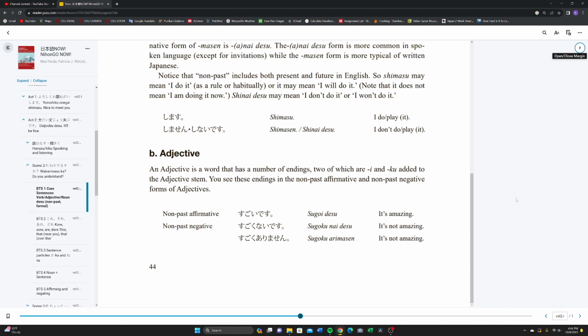Adjectives. An adjective is a word that has a number of endings, two of which are i and ku, added to the adjective stem. You see these endings in the non-past affirmative and non-past negative forms of adjectives, such as sugoi desu, it's amazing. Sugokunai desu, it's not amazing. Sugoku arimasen, it's not amazing.